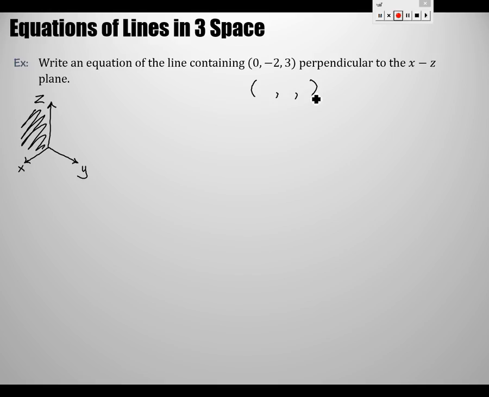It's another point that's on this line. Unhelpful. No, give me another point that's on this line. 0, 1, 3. 0, 1, 3, sure, right?